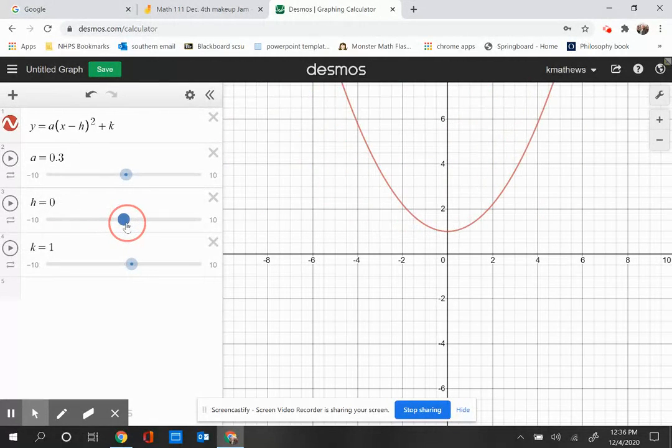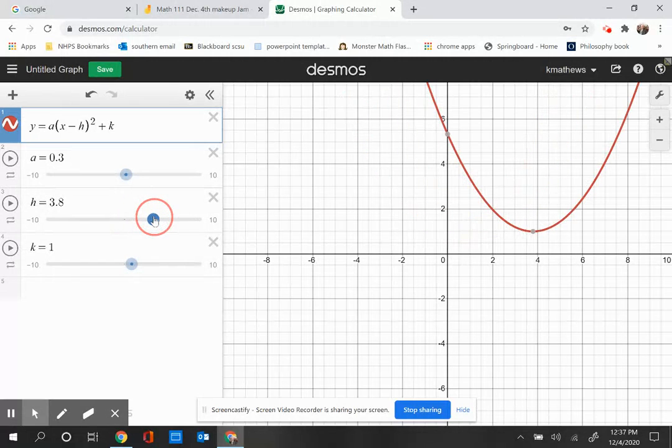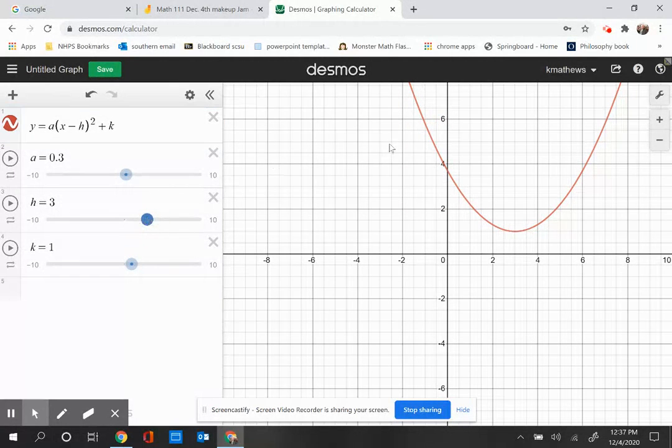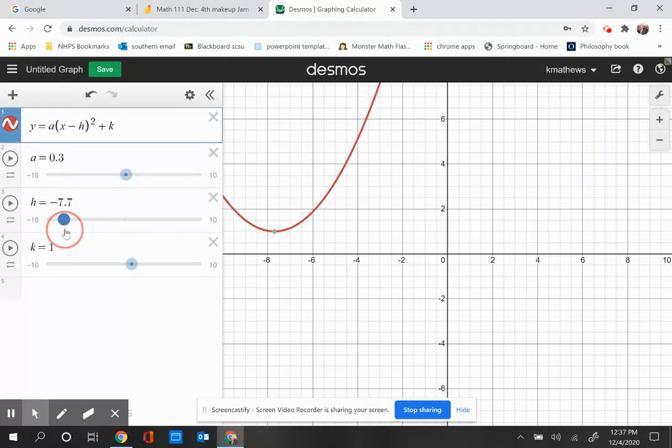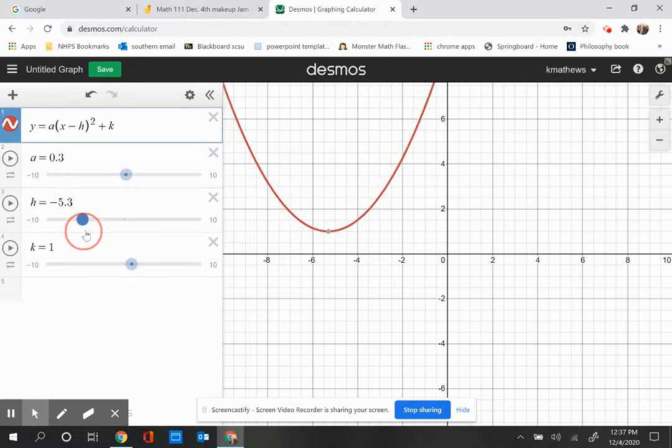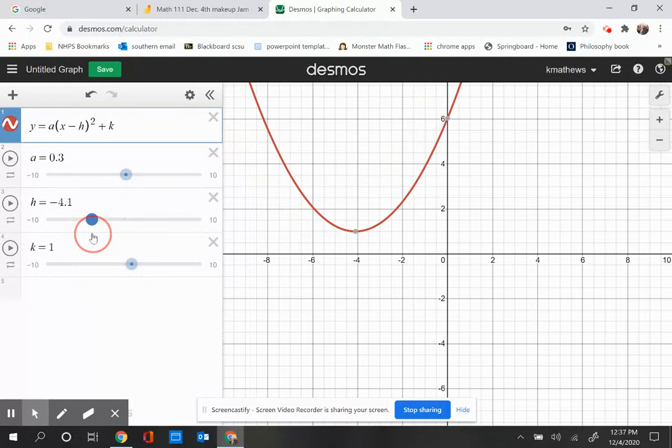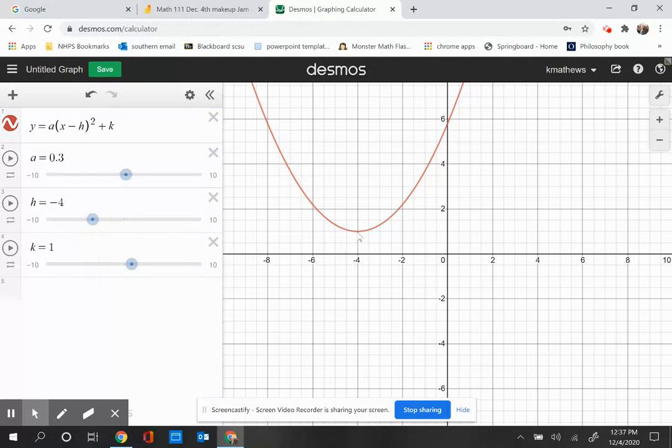When h is 0, the x-coordinate of the vertex is 0. When h is 3, the x-coordinate of the vertex is 3. When h is negative 4, the x-coordinate of the vertex is negative 4. How about that? All right, let's see now what k does.